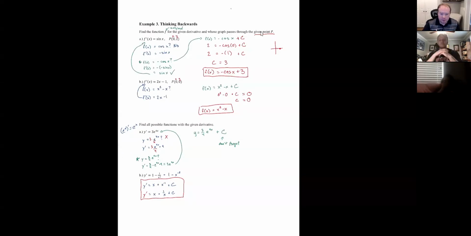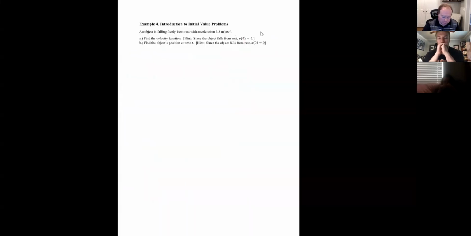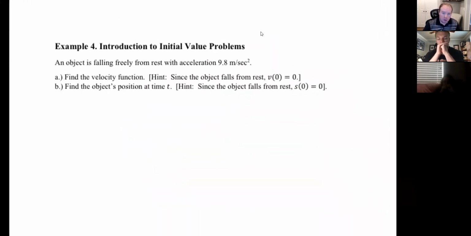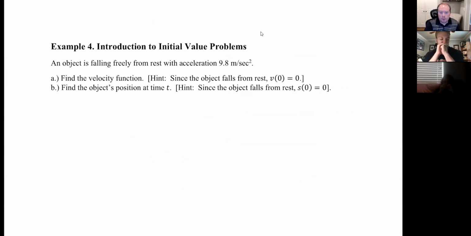So this idea of thinking backwards is actually a special type of problem known as initial value problems. Initial value problems actually deserve a whole course to themselves. This would be if you were to take differential equations. This is a very applicable portion of mathematics. This is where you get vector fields.